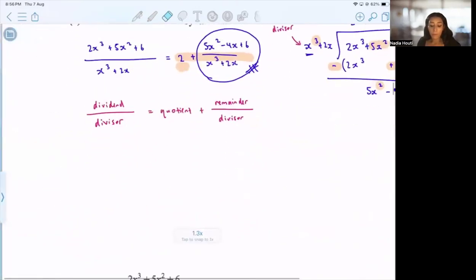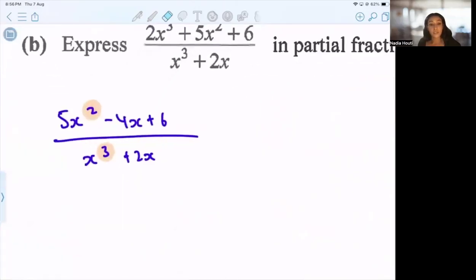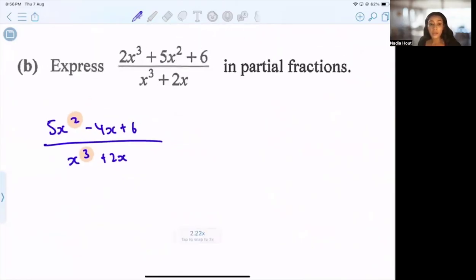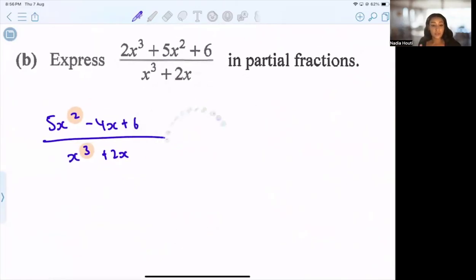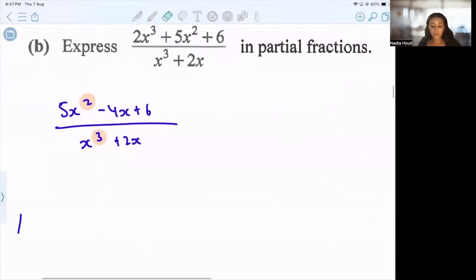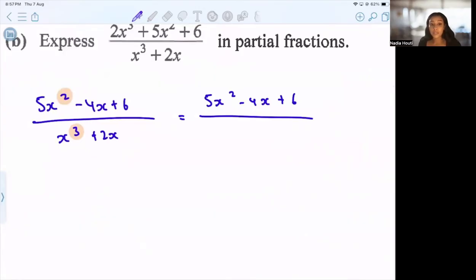So now that we have a proper fraction, because the numerator's highest power is 2, which is lower than the denominator's highest power that is 3, we can look for the second point. The second thing you need to make sure of is that your denominator is fully factorized, which in this case it's not. So let's fully factorize it first. The numerator doesn't have to be fully factorized, you can just leave it as it is. Only the denominator has to be fully factorized. So you can take x out, and we get x squared plus 2. Now that we have these two points settled, we can start to think about the formula.